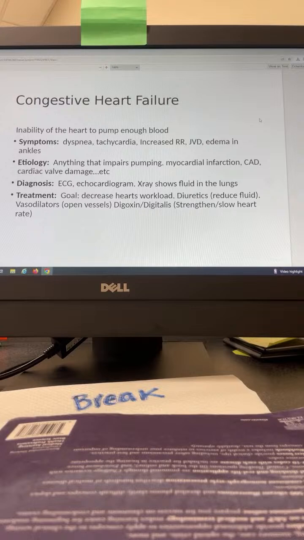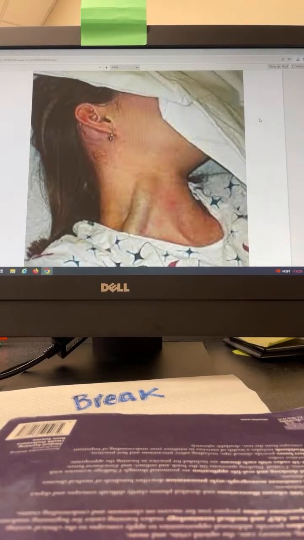Increased respirations, jugular vein distension, which I'll show you in this picture. This is the jugular vein right there. You can see how it is super swollen and distended. That is a result of the fluid backing up and not being able to be pumped through properly. It's like a big buildup of fluid, so it's backing up into the vessels.